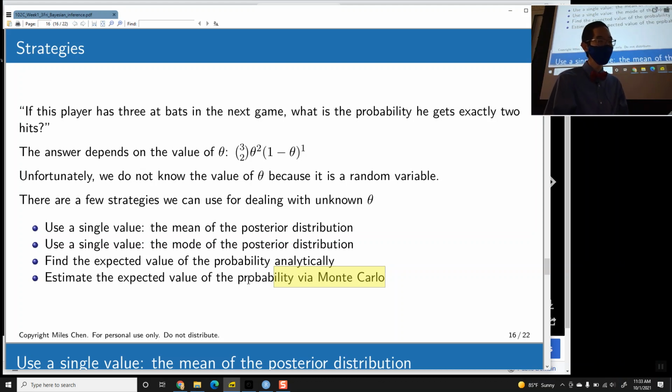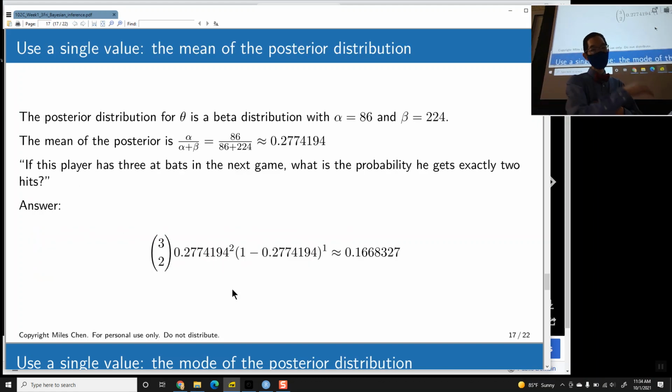What I hope to show is that the analytic method is the most accurate, and Monte Carlo is the easiest way to get something very close to the most accurate answer. All right, so plugging in a single value is easy.